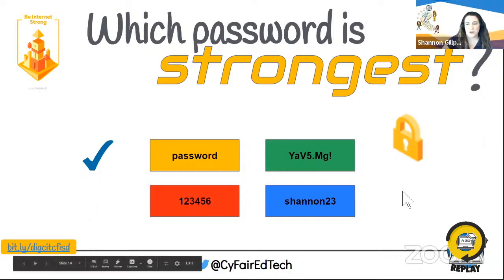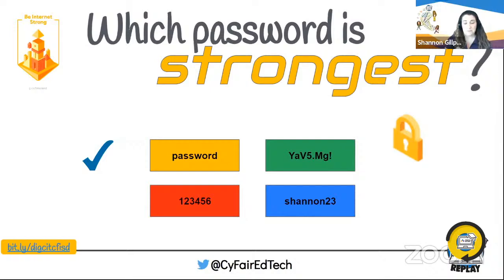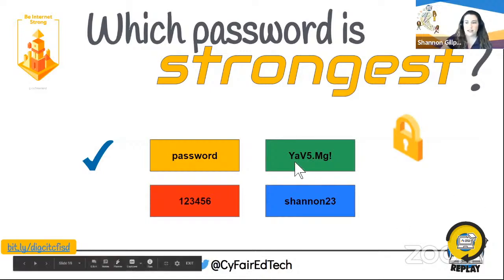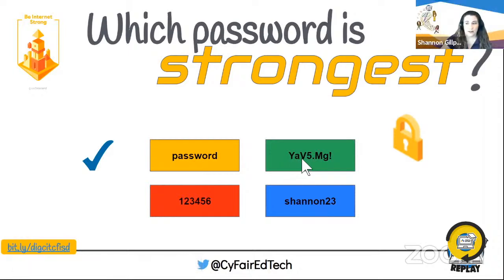I'd like to share with you this one right here. I read a tip about using a phrase, like a sentence, but using the letters that begin the sentence. So on this one in the green, what this stands for is "You are very smart," but I used a 5 instead of an S because it looks like an S. So that's a good little trick. You are very smart, period, Ms. Gilpatrick, exclamation point. I created that several days ago and I still remember what it is. So that is one way to make a strong password.